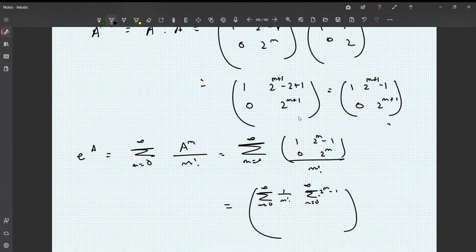This is the summation of (2 to the power n minus 1) upon n factorial. This is summation n equal to 0 to infinity, 2 to the power n upon n factorial, and you have 0, right? So what does it come out to be? By definition this is e to the power 1. Now you can separate this out as summation n equal to 0 to infinity 2 to the power n by n factorial, which gives you e squared, minus summation n equal to 0 to infinity 1 upon n factorial, which is e. So it's e squared minus e. And here you have e squared, here you have 0. Right? Is it clear?